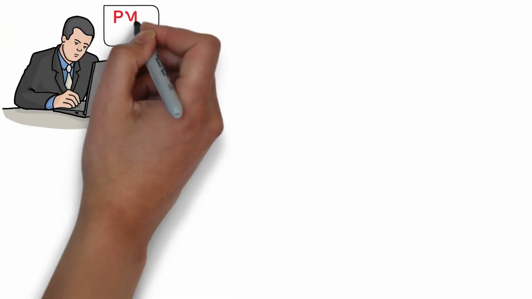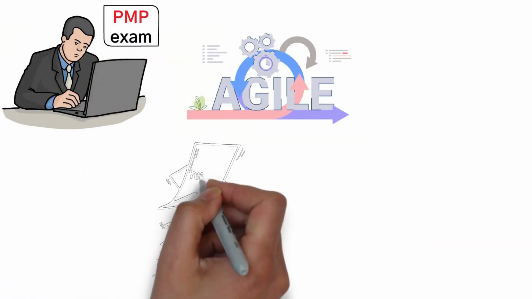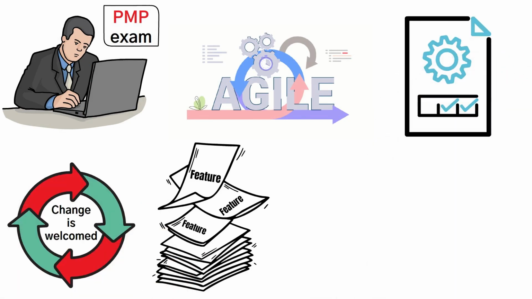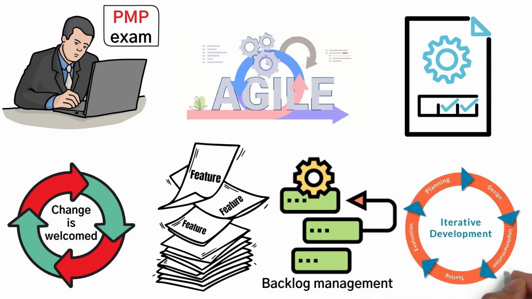For the PMP exam, remember that in Agile, scope creep isn't as problematic because change is welcomed. However, it's still managed carefully through backlog management and iterative development.